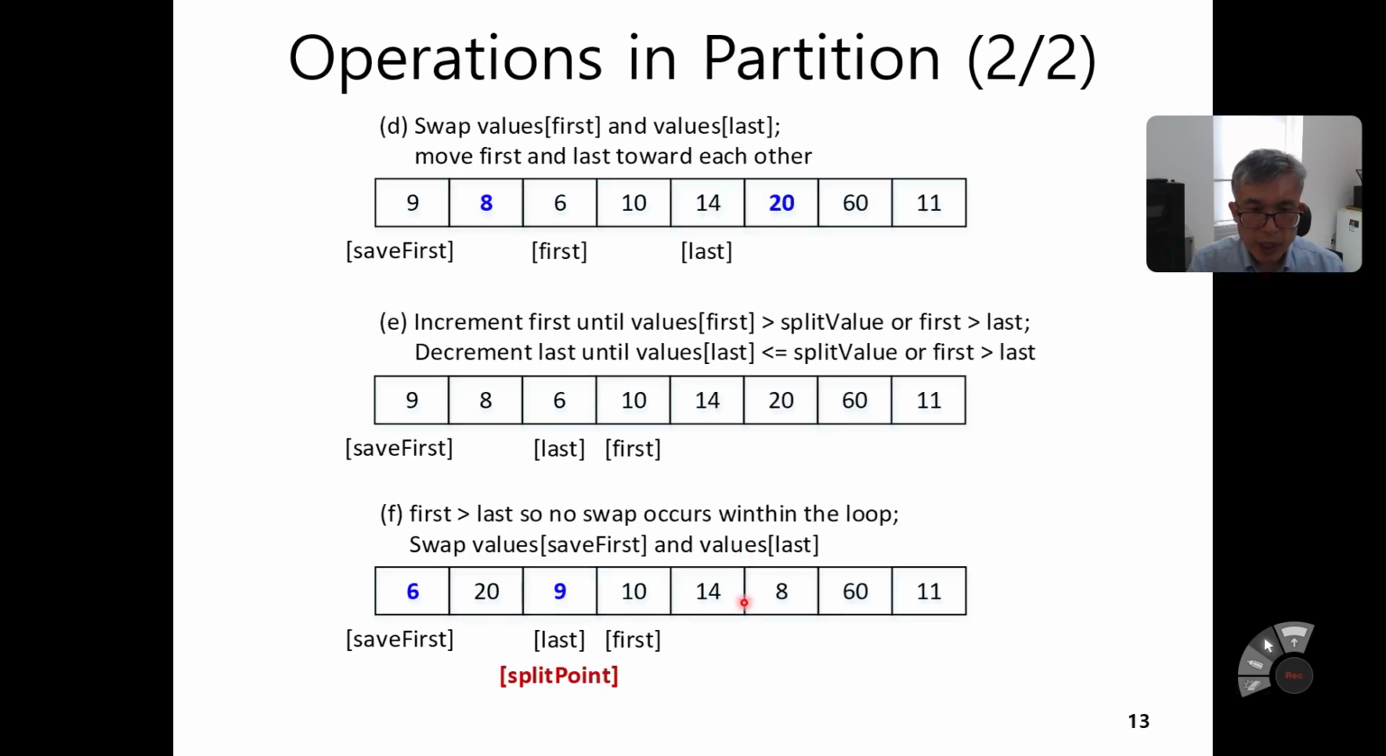Okay, after that we can swap the two values, and then increase first and decrease last. First and last get close to each other, and then last and first cross each other. So this is the ending condition of the loop. And then after that, last is the split point value.